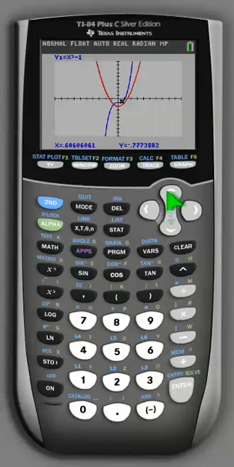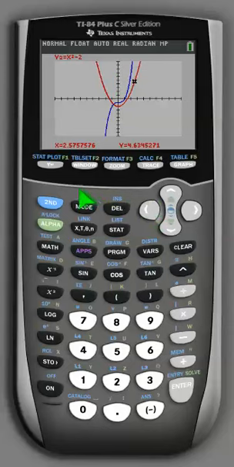If I want to go to the other function at any point, I click the up arrow, or I can click the down arrow, and I jump back and forth, and I trace some more. And I get the x and y coordinate of that point, x and y coordinate of that point, and so on.